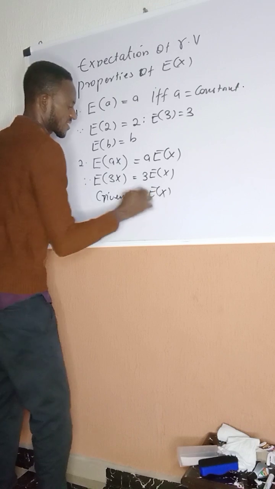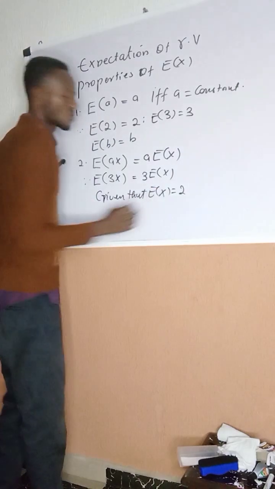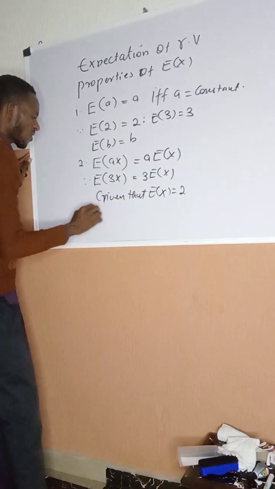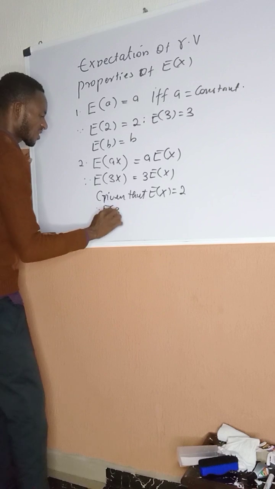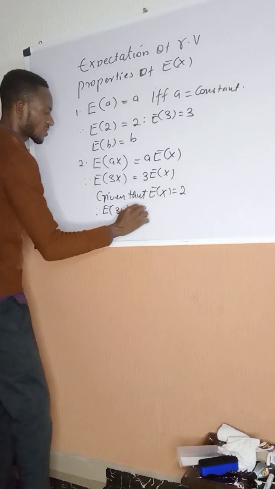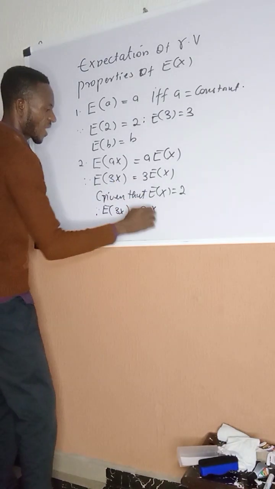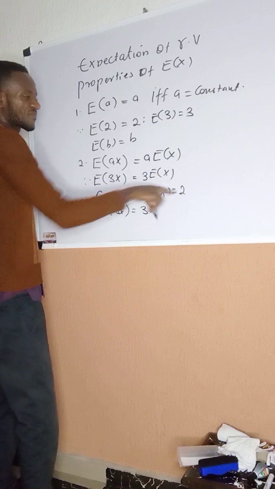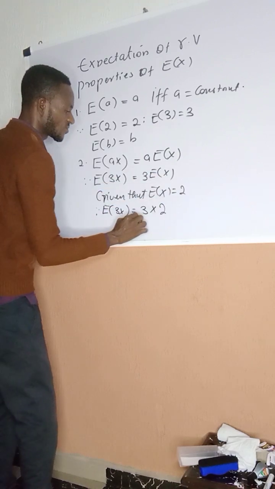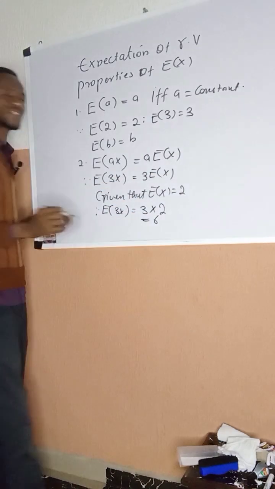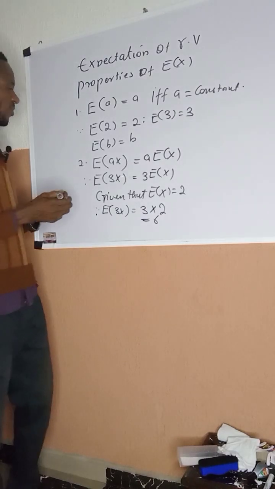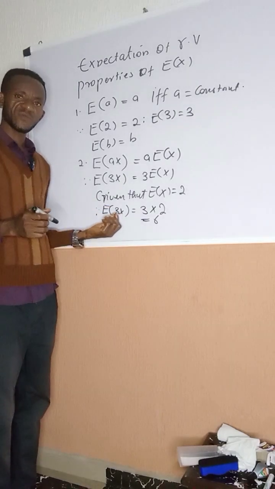E of X equals what? 2. We now say, therefore, our E of 3 what? X equals what? This 3 outside multiplied by E of X, which has been given to be 2, so we multiply by 2, and this thing becomes what? 6. This is property number 2.